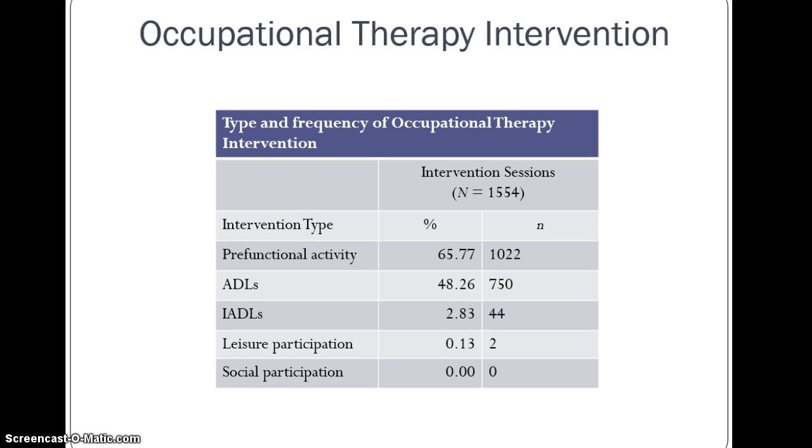If you look at the pre-functional activities, 65% of all the sessions used pre-functional activities. And again, those were the type of activities that did not include an occupation. ADLs were included in about 48% of the sessions. Instrumental ADLs only 2%, and leisure and social participation were almost zero.